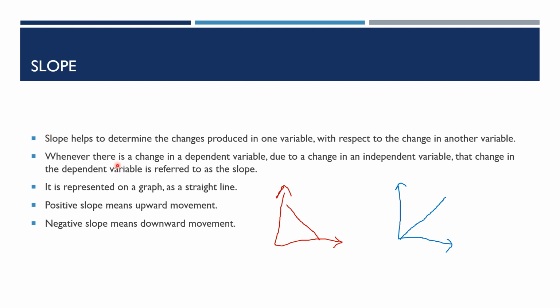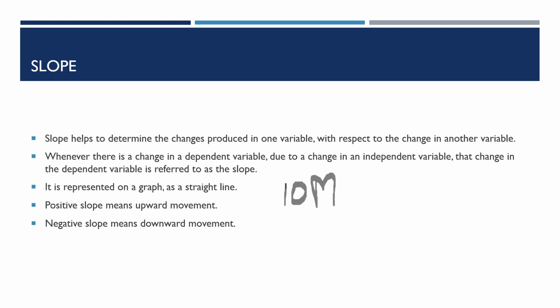And slope can also be understood as the change in y with respect to the change in x. Here y is the dependent variable and x is the independent variable. Let me take an example to clear this. For example, let's say there are 10 mangoes, the price of which is 10 rupees. Okay, 10 mangoes, 10 rupees.